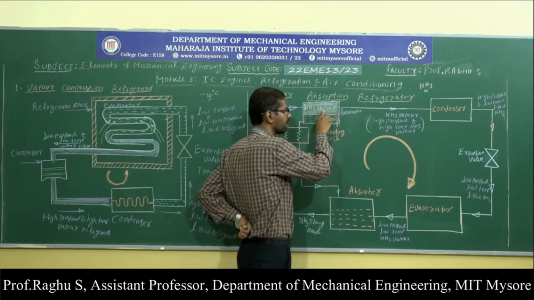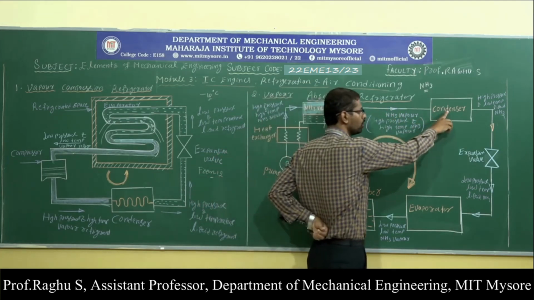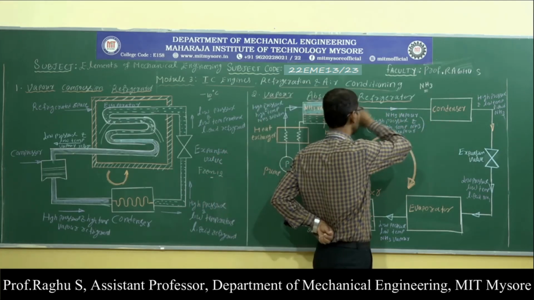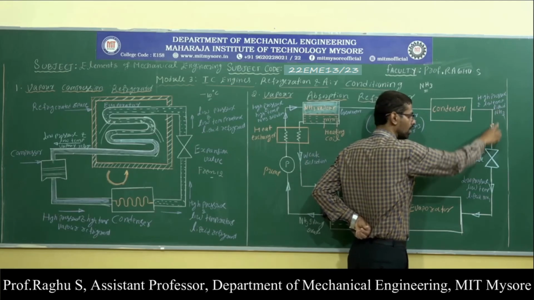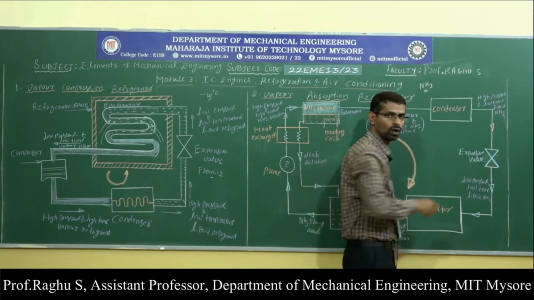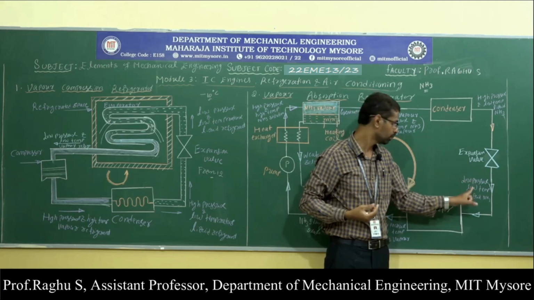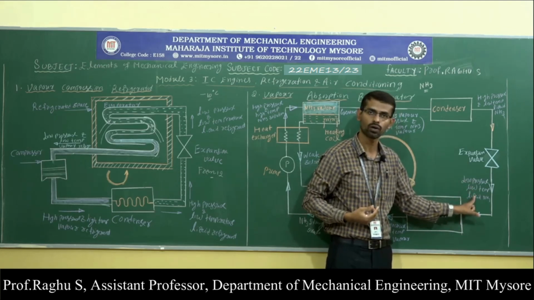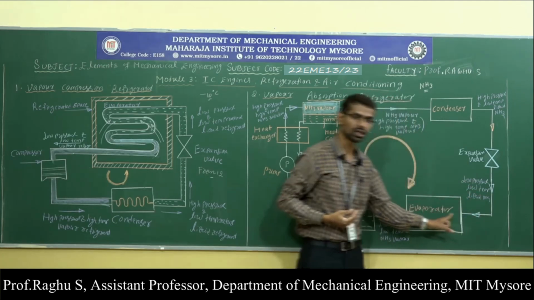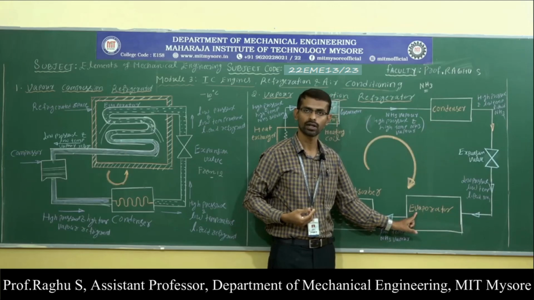This ammonia vapor is sent to the condenser. The condenser converts the vapor form into liquid form. Now the liquid form enters into the expansion valve. In the expansion valve, expansion of liquid ammonia takes place. Due to expansion, both pressure and temperature get reduced to a lower value. Now the low pressure and low temperature liquid ammonia enters into the evaporator.